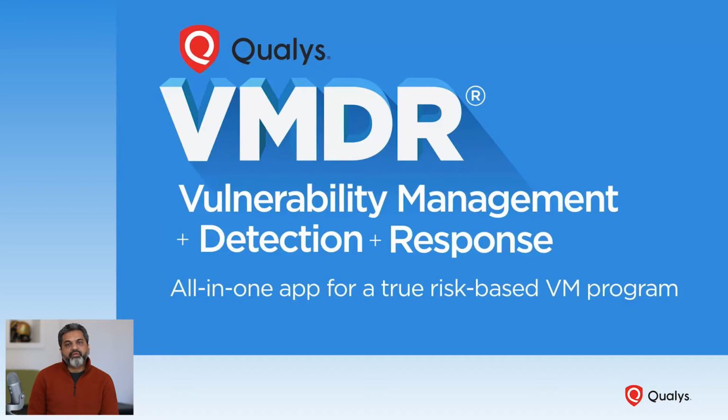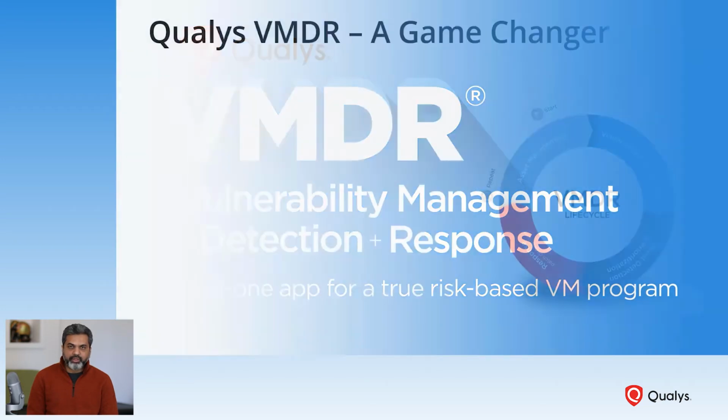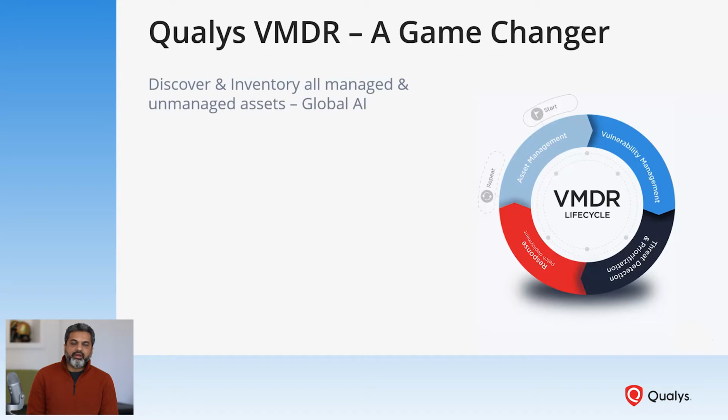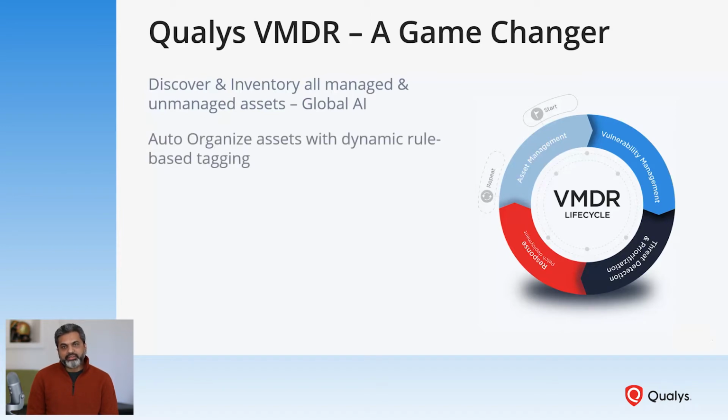asset inventory, vulnerability management, threat prioritization, and the response capability into one single app, focusing on a true risk-based approach, and not just an approach of basically taking a broad sweep for everything. And this is really combining, Qualys VMDR really combines the ability to do a precise job at looking at all of the inventory, discovering all of the assets, whether they are managed or unmanaged, organizing them.